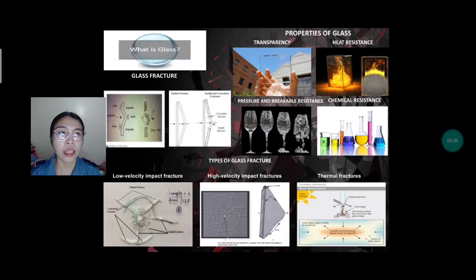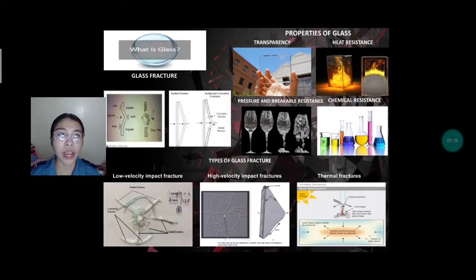So, next is heat resistant. Aware naman tayo na ang baso, kapag nilagay natin sa mainit, is hindi siya mababasag agad-agad. Pero, once na na-reach niya na yung limit niya, or kapag sobrang init na, at hindi niya na nakaya, is mababasag siya. But, still, ang glass is heat resistant.